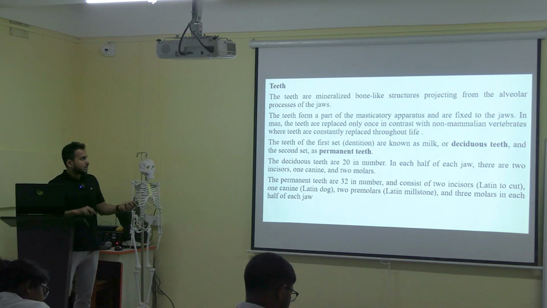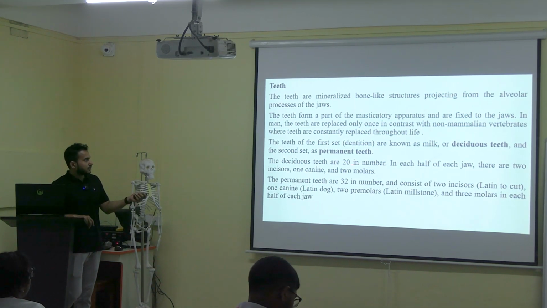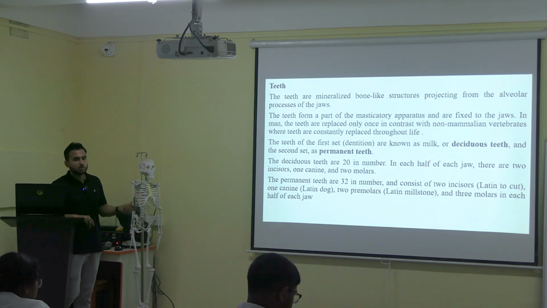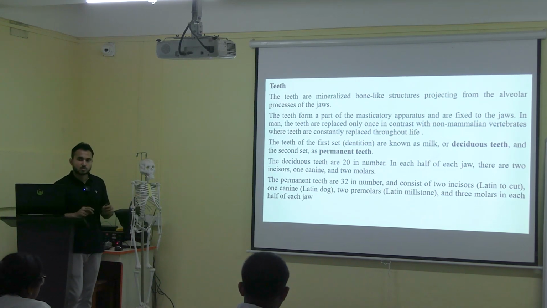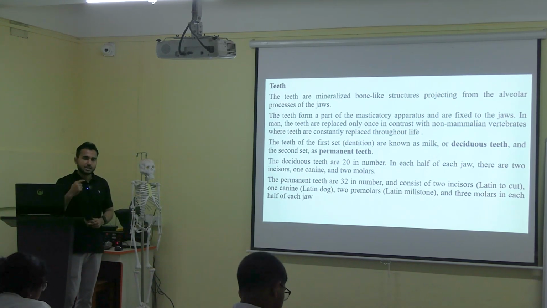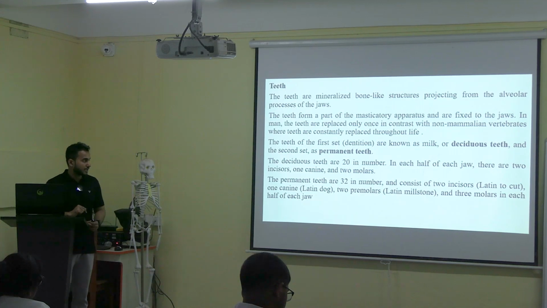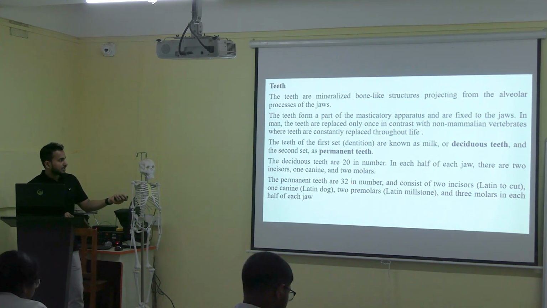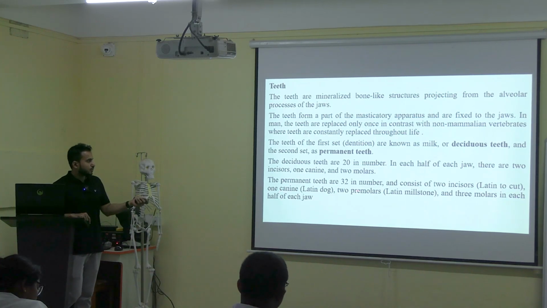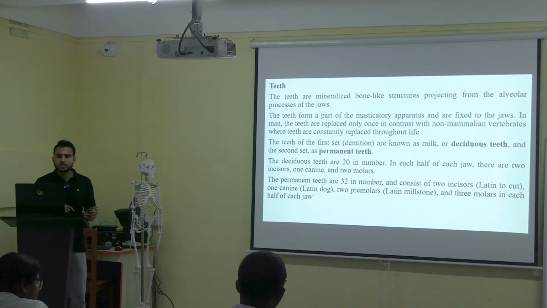Okay, the deciduous teeth are 20 in number. In each half of the jaw there are 2 incisors, 1 canine and 2 molars, so total 5 teeth. Both sides 5 and 5, that is 10 in the upper jaw and 10 in the lower jaw, so total 20. Now the permanent teeth are 32 in number. Each half consists of 2 incisors, 1 canine, 2 premolars and 3 molars, so total it becomes 8, and in all 32.